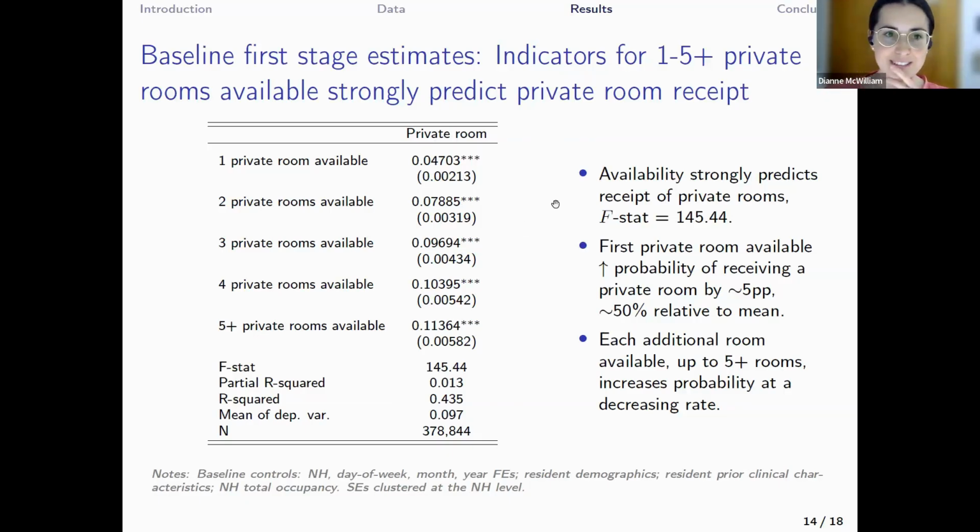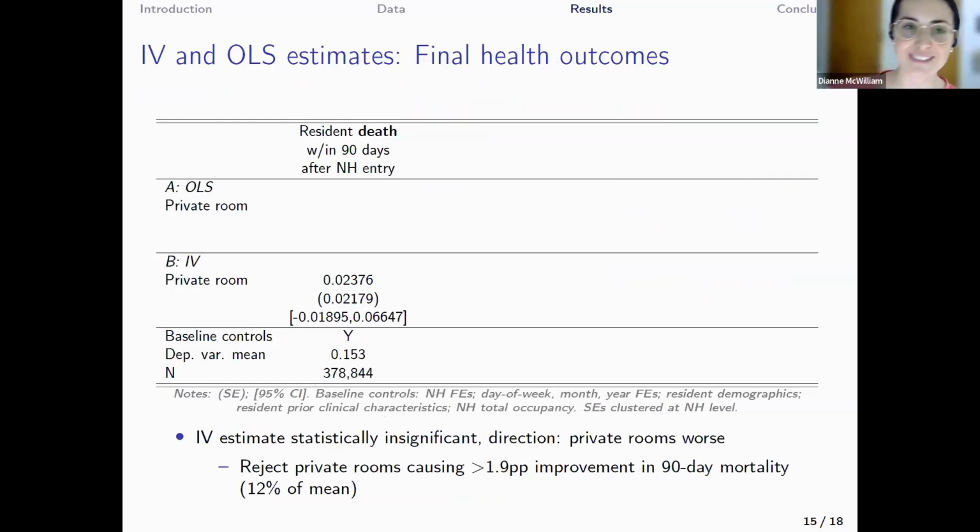So I'll share my preliminary estimates. Again, fairly preliminary. There's a little bit more robustness tests I want to do here. But what am I seeing so far? I'll talk you through the IV estimates first, and then the OLS. So when we look at the outcome of did the resident die within 90 days after they enter the nursing home, for that, the IV estimates are statistically insignificant. If you looked at the direction, it would be suggesting that private rooms are worse.